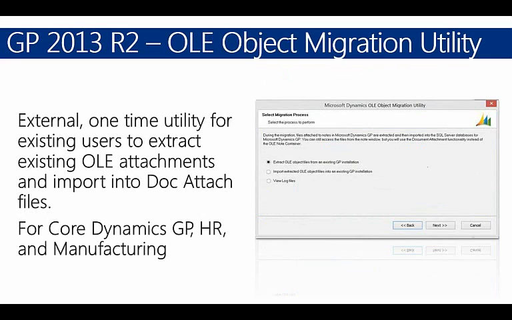And then finally, they did include an OLE object migration utility. So if you were a heavy user of the OLE notes and attaching spreadsheets, PDFs, other items to your documents using the OLE notes function, there is the ability now to run a utility that will scan the database for any of the notes that you have out there, any documents that are attached, and it will automatically convert them into the document attach functions within GP.